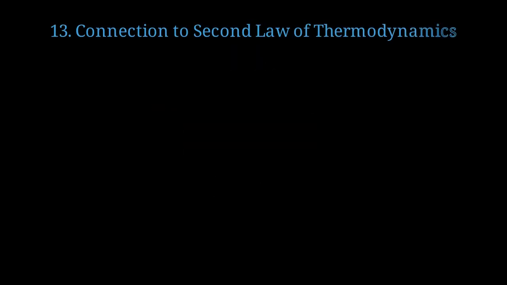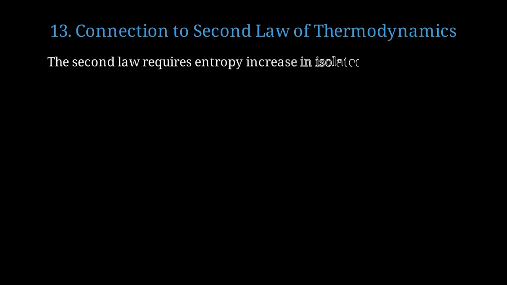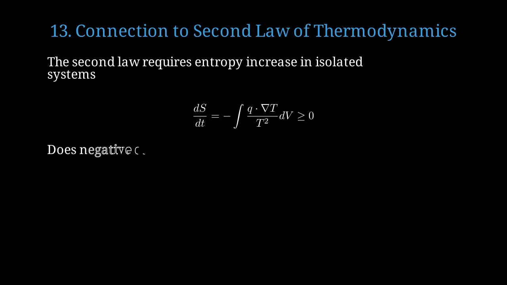Does negative thermal conductivity violate the second law of thermodynamics? Let's investigate carefully. The second law of thermodynamics requires that entropy must increase in isolated systems. Entropy production rate equals negative integral of q dot grad T over T squared, which must be non-negative. Does negative conductivity violate this fundamental constraint? The answer is subtle and important.